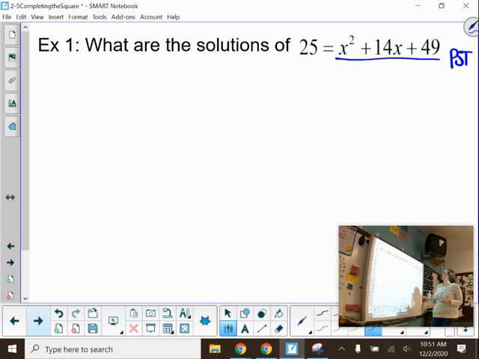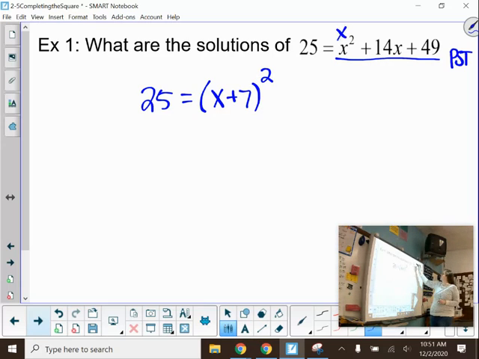It is a perfect square trinomial, so I can actually factor that. If I factor that the way that I factored on the very first slide, it's going to factor into x plus 7 squared. Notice the square root of x squared is x, the square root of 49 is 7. If I take 2 times x times 7, I end up getting the 14x that's in the middle.